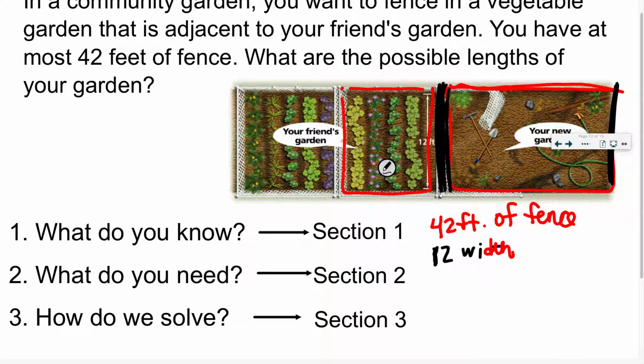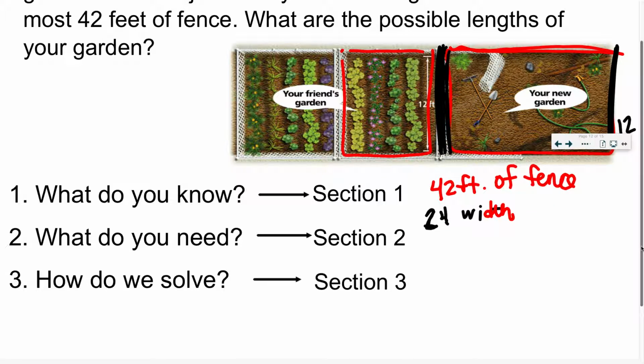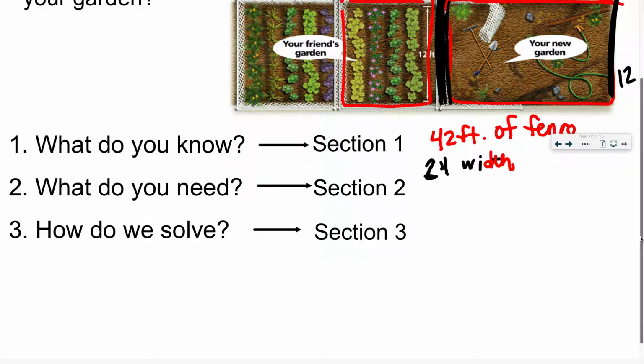What would this have to be? It has to be 12. So I know that my widths combined is 24. Okay, so now do I know the length? Do I know the possible lengths? Well, I have to create an inequality to find them, right? Because I don't yet have my value. So we're looking for what we need, our length.